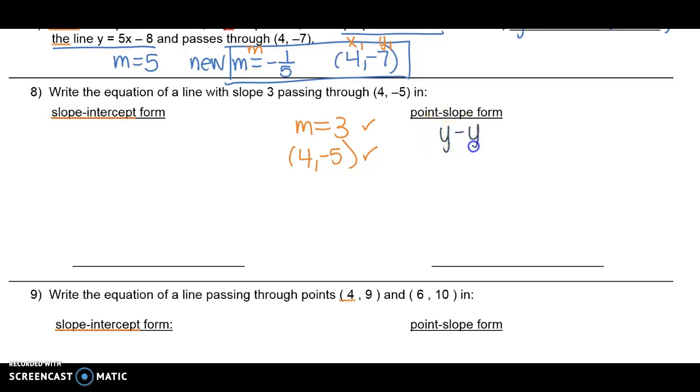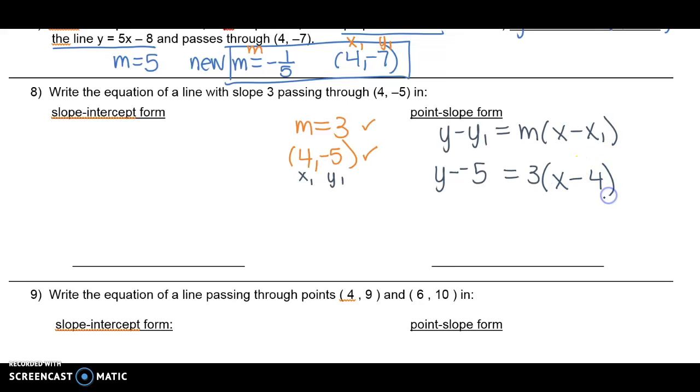So starting off just with my formula, y minus y1 equals m parenthesis x minus x1. My m I already know is 3. My x1 is 4. My y1 is negative 5. So y minus a negative 5 equals the slope, parenthesis x, minus the x1 is 4. Minus a negative flips to a positive, and this is my point slope form. I'm done.